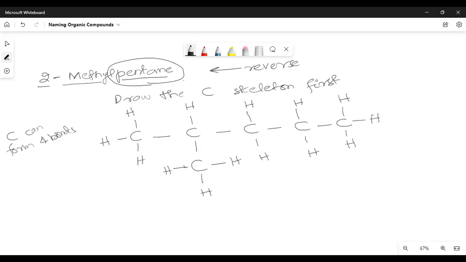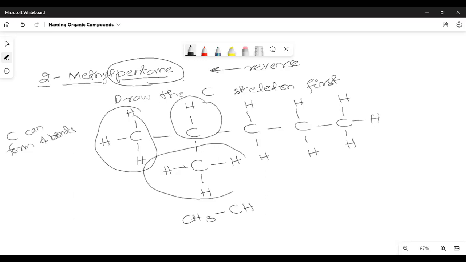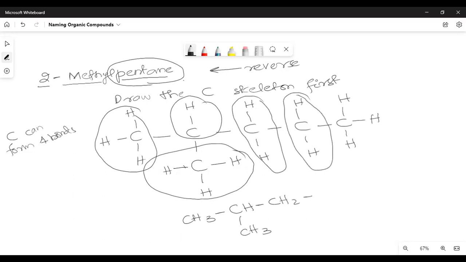And then you can convert it into the structure. This becomes CH3. This becomes CH. And this becomes another CH3 at the bottom of it. So this is the bottom CH3. Then continuing, this is CH2. Continuing, the next one is connected to 2 hydrogens, so CH2. And then this one is CH3. There you go. You have either drawn the structure perfectly or the condensed formula.